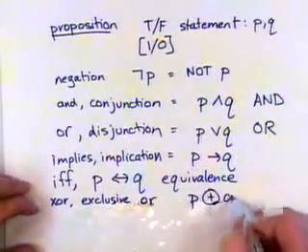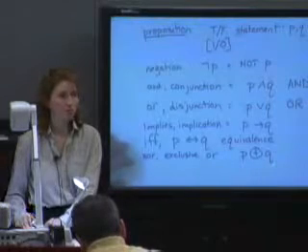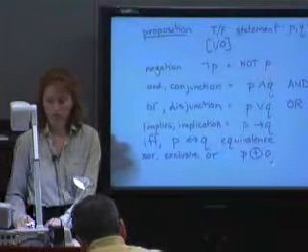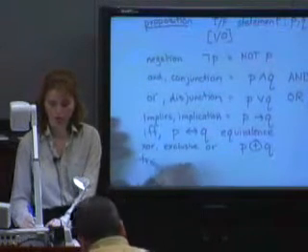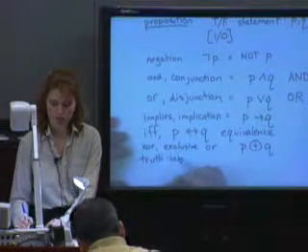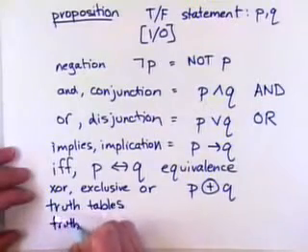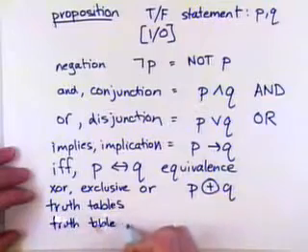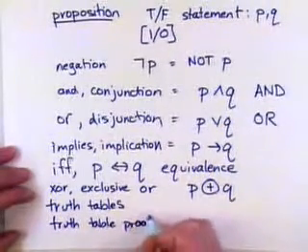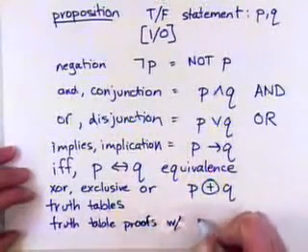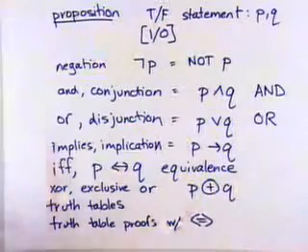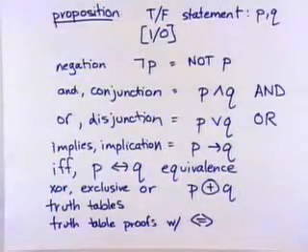And then we also did exclusive OR, which was written as a plus with a circle around it. We made truth tables for all of these. And we also did some truth table proofs with logical equivalence.